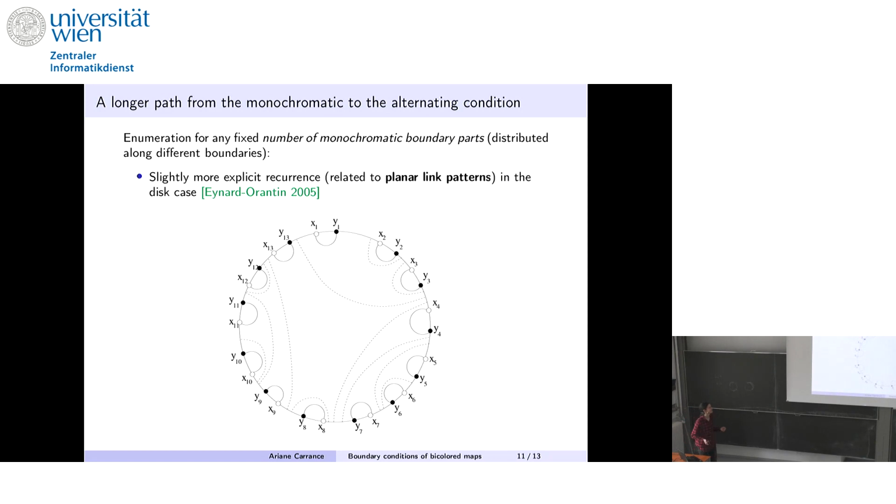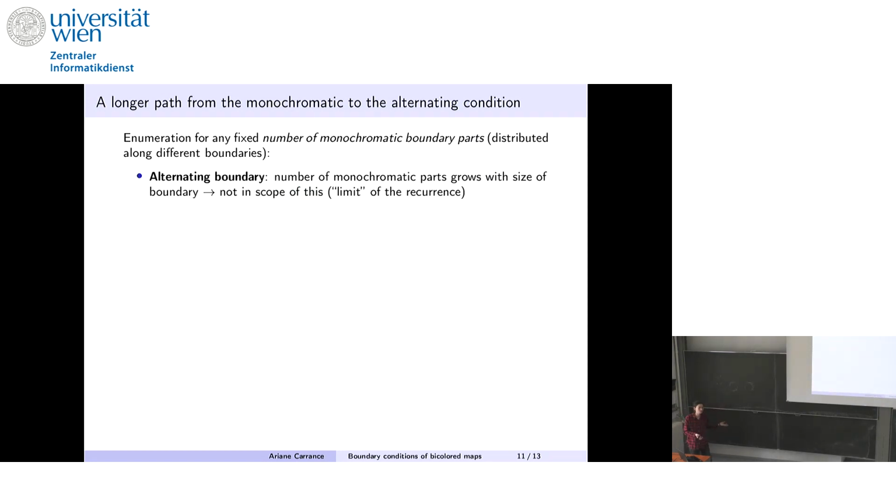And why am I talking about that in relation to the alternating boundary condition? It's because here you see you're fixing the number of color changes that you have along your boundaries. And for the alternating boundaries, you change your color for every edge of your boundary. So it's kind of the limit of this construction. So since it's the limit of it, it's not in the scope of these results where the number of color changes are fixed and you let, for instance, the size of a boundary go to infinity.